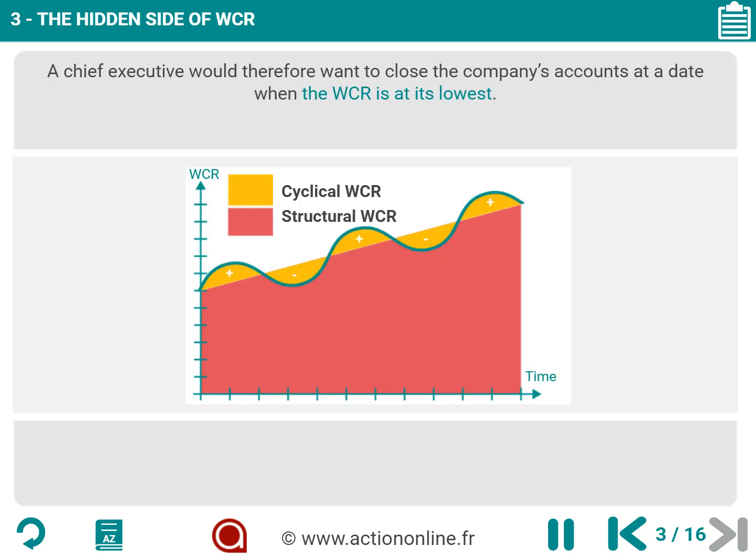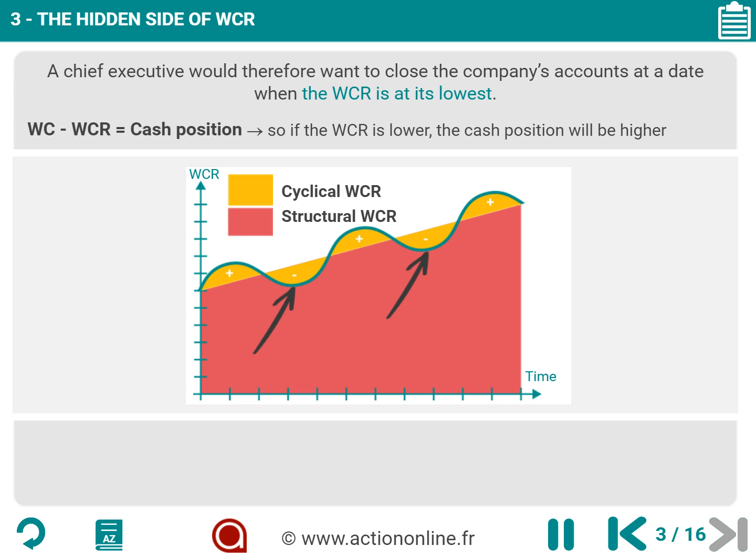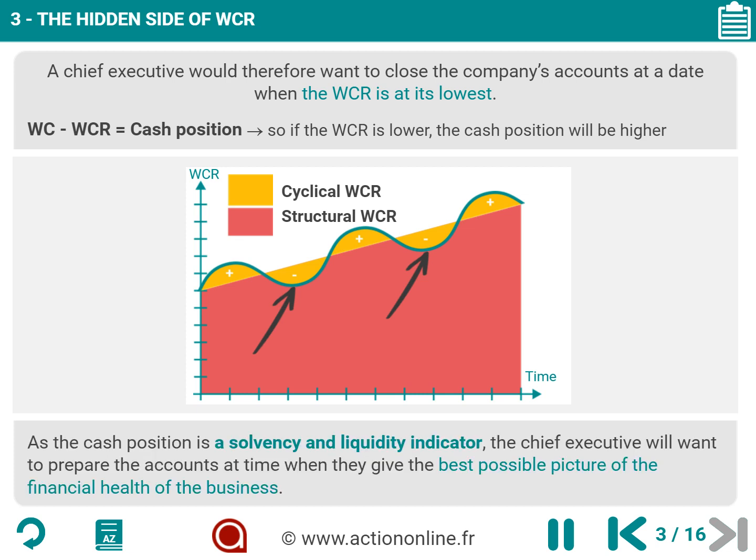A chief executive would therefore want to close the company's accounts at a date when the working capital requirement is at its lowest. According to the equation, net working capital minus the working capital requirement equals the cash position. So if the working capital requirement is lower, the cash position will be higher. As the cash position is a solvency and liquidity indicator, the chief executive will want to prepare the accounts at a time when they give the best possible picture of the financial health of the business.